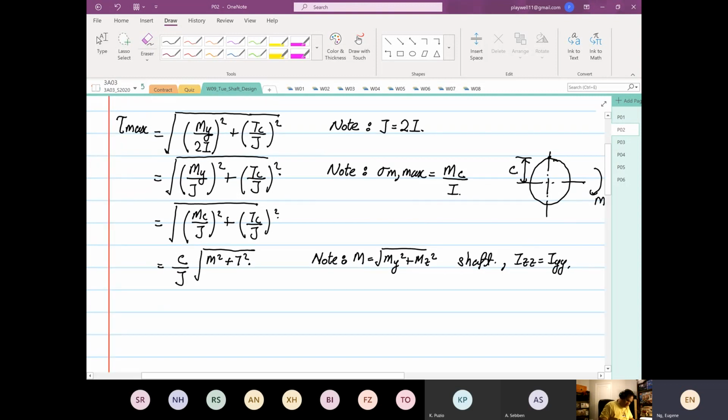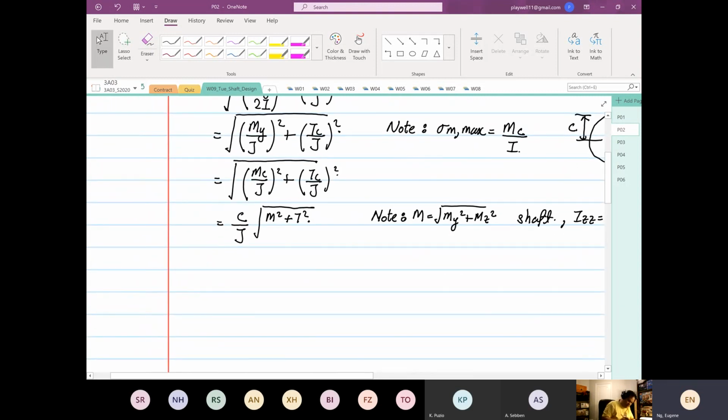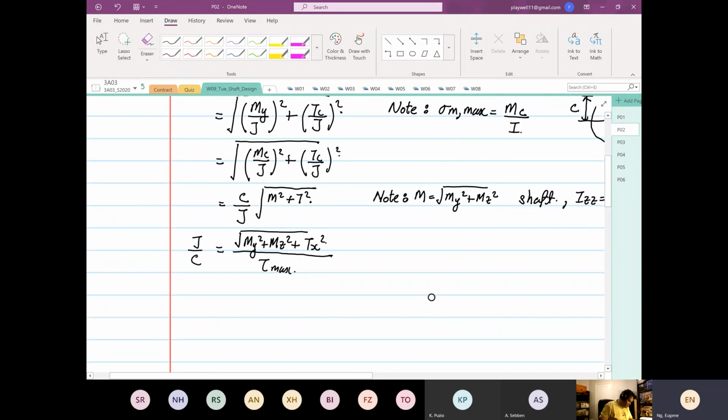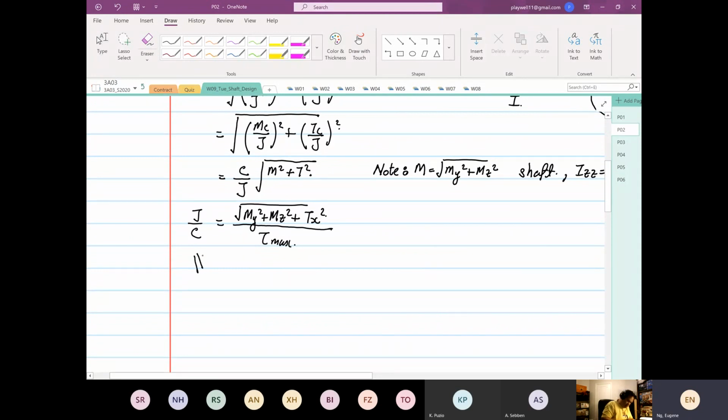So we can finally use this relationship where J over c is equal to the square root of My squared plus Mz squared plus the torque in the x direction squared, divided by tau max. From this relationship, we can calculate the radius of the shaft.